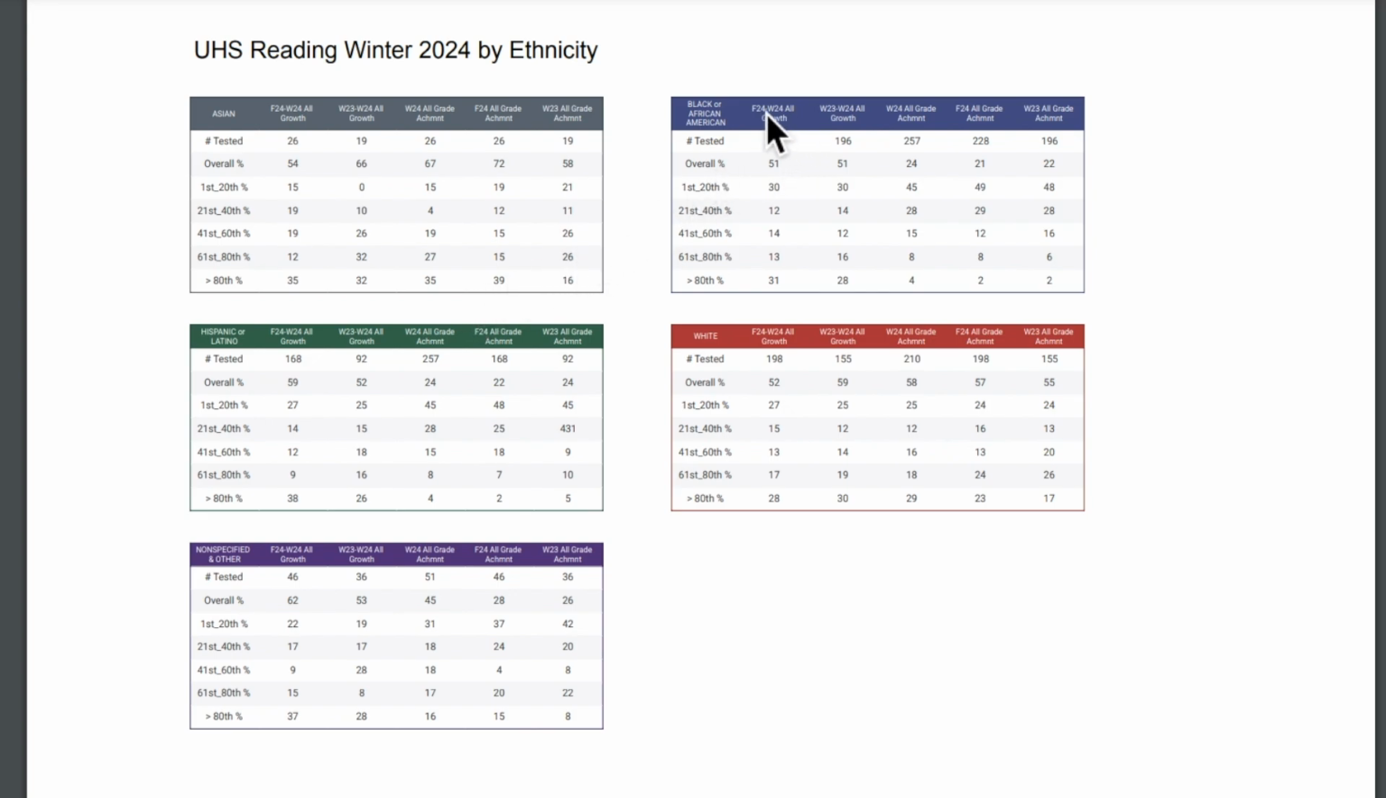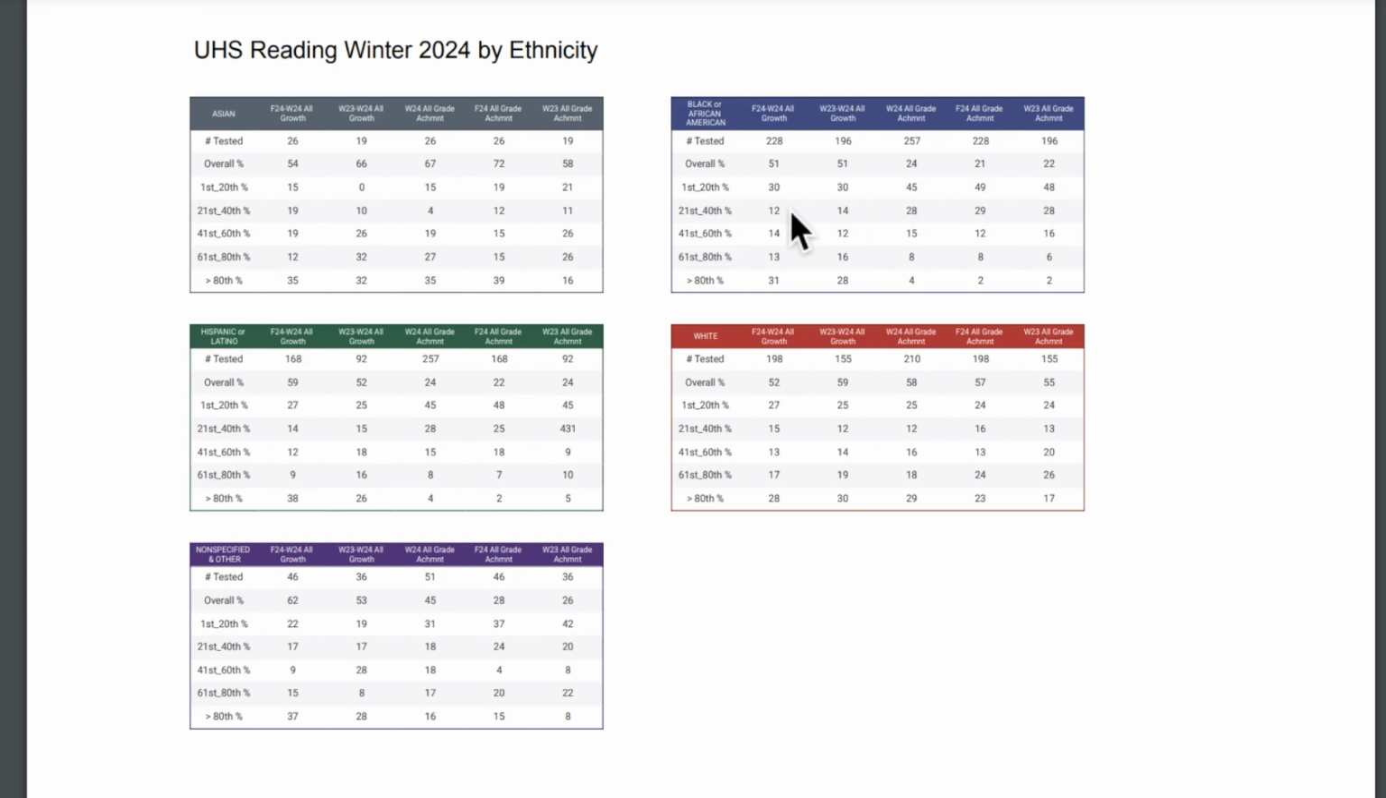The same over here with African American students, the number tested. This was fall to winter, this would be growth. You have to match up, they have to have the fall data point and the winter data point. Here, you need to have the winter data point from 23 and the winter data point of 24. And then here we have the achievement for winter 24, fall 24, and winter 23.